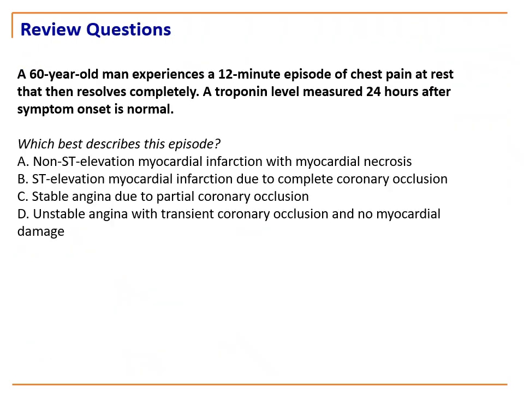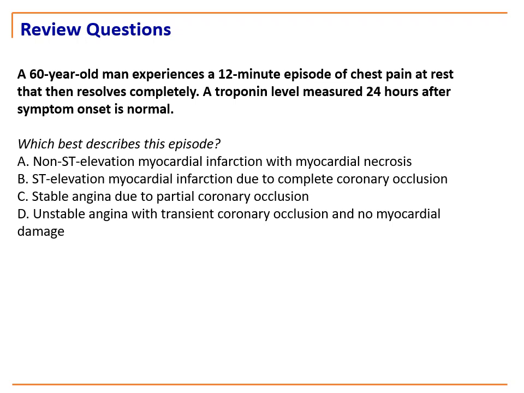So again, press pause first, have a look at this question, then we'll go through it. Okay. A 60-year-old man experienced a 12-minute episode of chest pain at rest that then resolves completely. A troponin level measured 24 hours after symptom onset is normal. Which best describes this episode? Was it A, B, C, or D?